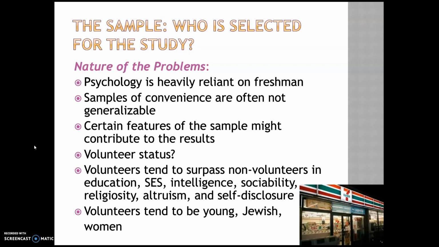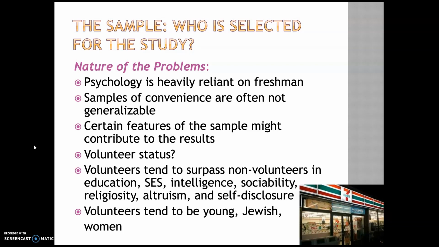And the problem with that is if you're really only sampling college students, you're getting a demographic group that is very different from the rest of the country, or very unique to the rest of the country. Also, are they really volunteers? If they have to do it for a course, does that make them volunteers? Interestingly enough, if you look at the data on who volunteers for research, volunteers tend to surpass non-volunteers in education, SES, intelligence, sociability, religiosity, altruism, and self-disclosure, which, if you add those all together, it seems like volunteers just tend to be better people, to be honest with you.